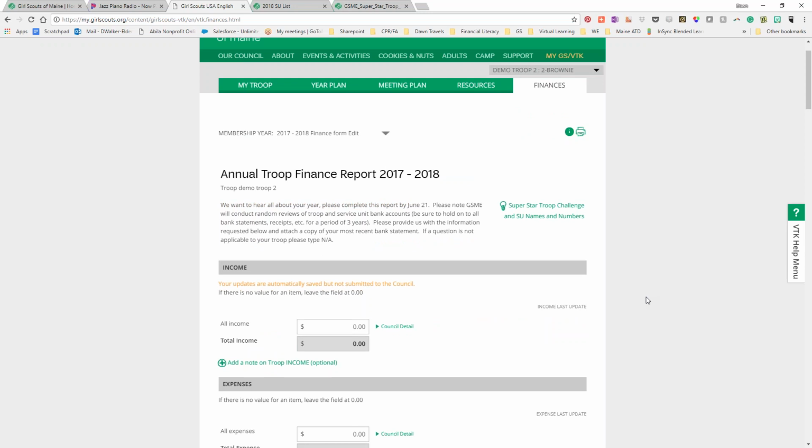So then you just start with your very basic information. We do this all just in one number, so you don't have to break it down by your income from cookies or your income from fall. It's just your total income for the year for your troop. Nice. So once you enter that into the all income line, it should fill it right into that gray box with the total for you.